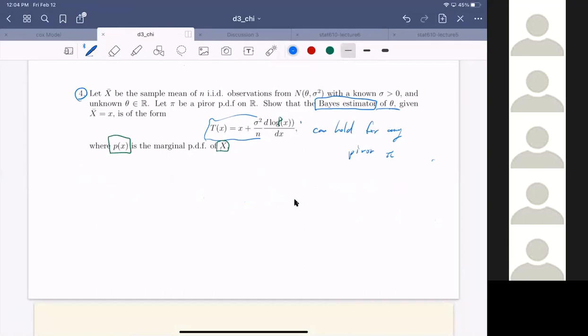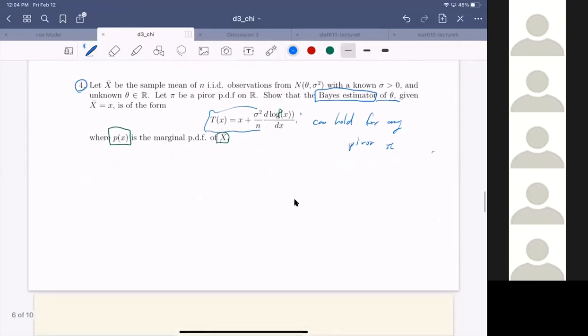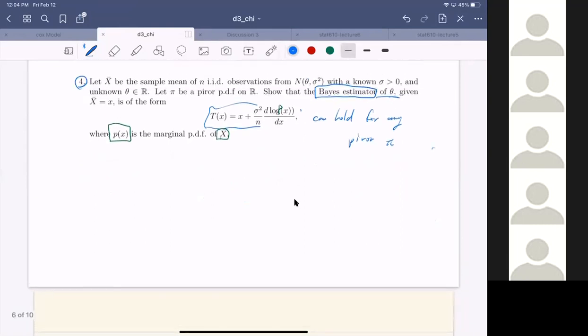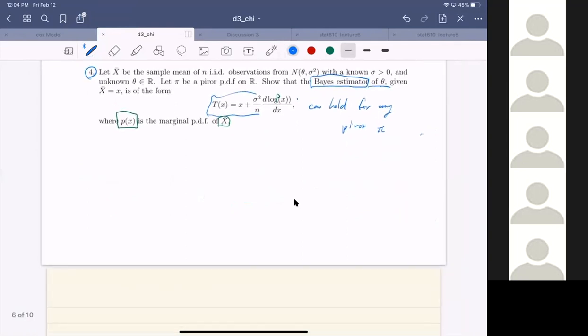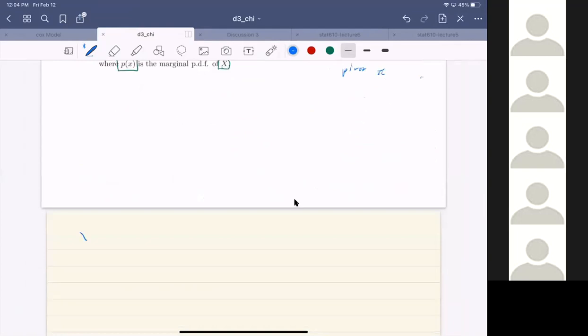Okay, let's go through the next question. So we have S1, ..., Sn, which follow a normal distribution with mean theta and variance sigma square. Sigma square is known.